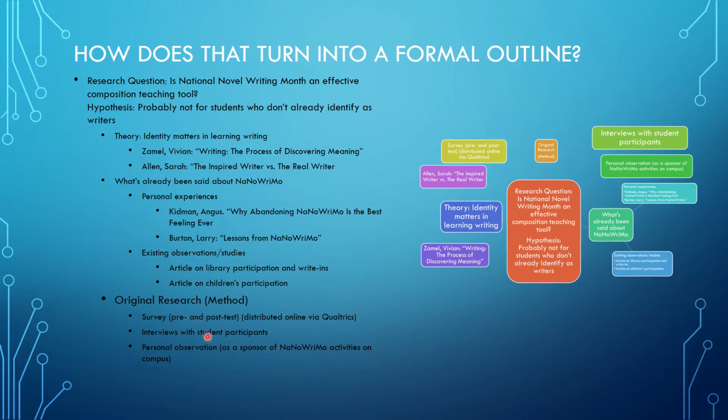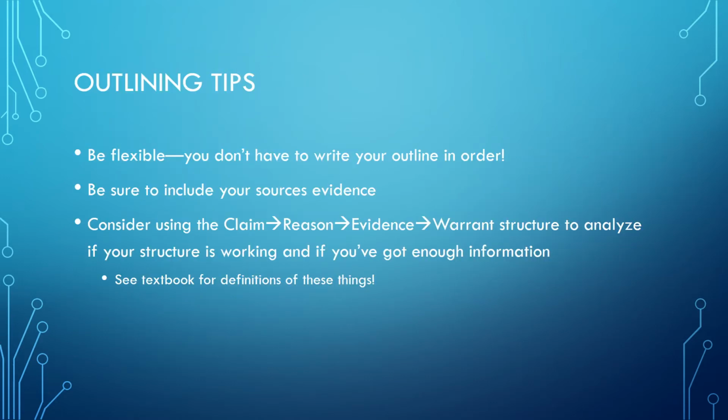I literally copy pasted out of the SmartArt tool from PowerPoint to do that. And then I realized that it didn't really make sense to put my research method first when I need to establish the theory and what's already been said. And so I was able to simply copy paste things around and move things into where they would go in my formal outline. So it's actually a pretty simple technique. Some basic outlining tips. Be flexible. You don't have to write your outline in order. Obviously, I didn't in that case.